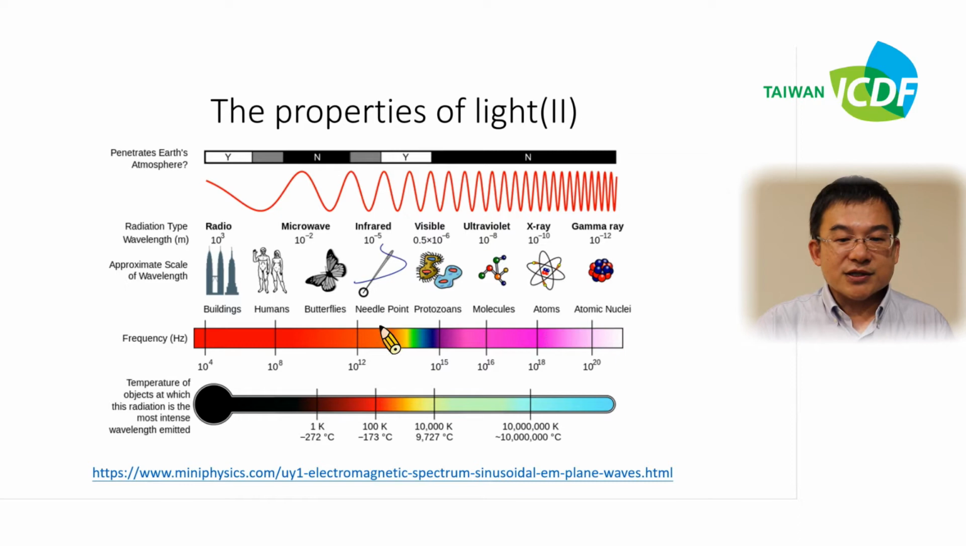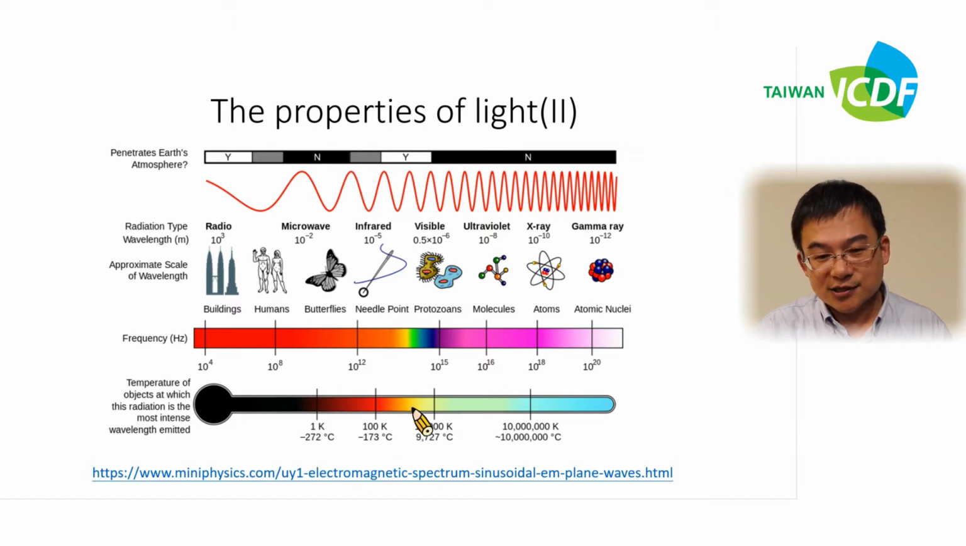And we can use the frequency to talk about the sun's energy. So the visible region is about 10 to the 14 hertz. And the last one, we can use the temperature to show the sun's energy. So if we heat a material to about 6,000 degrees, it is equal to the sun's energy.